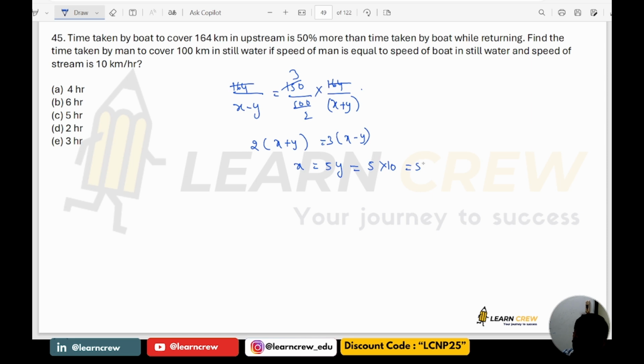It is already given that y is 10, so x is 50 km per hour. Now what is asked here? Find the time taken by the man to cover 100 km in still water. The required time would be 100 divided by 50, which is 2 hours. So the answer is 2 hours.